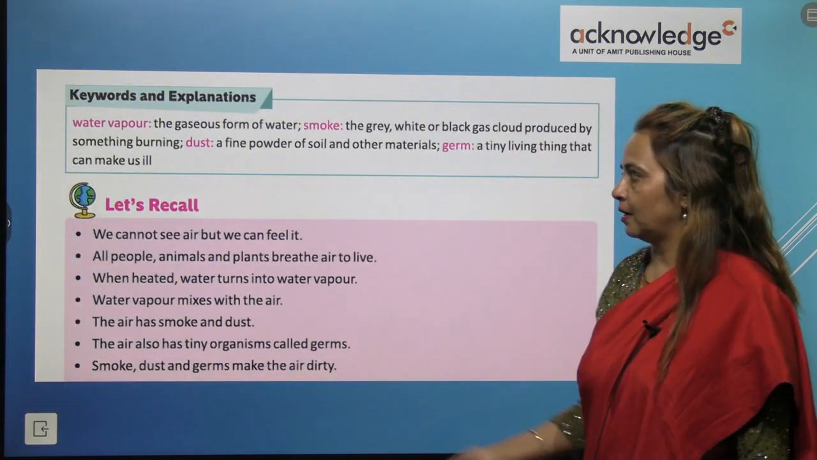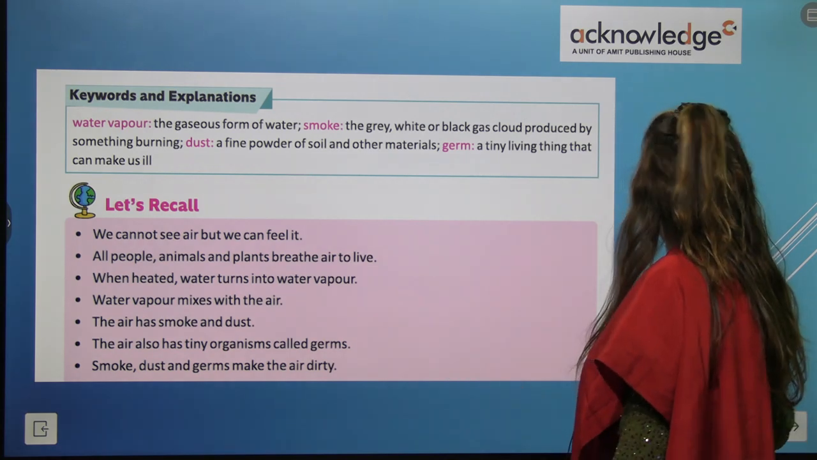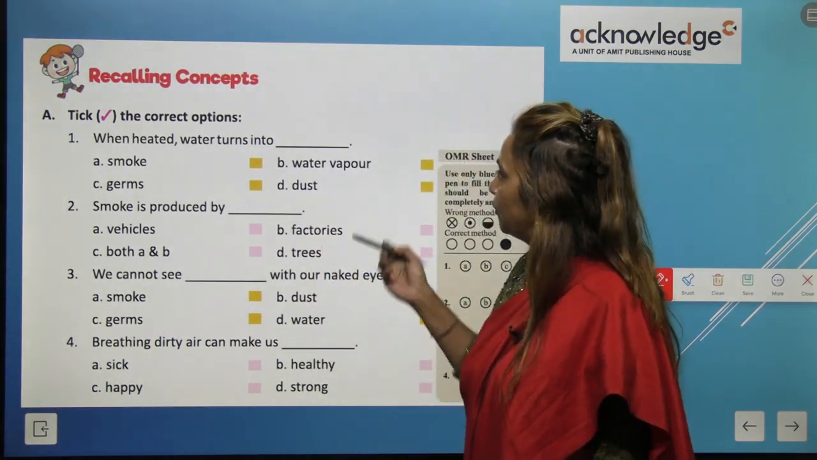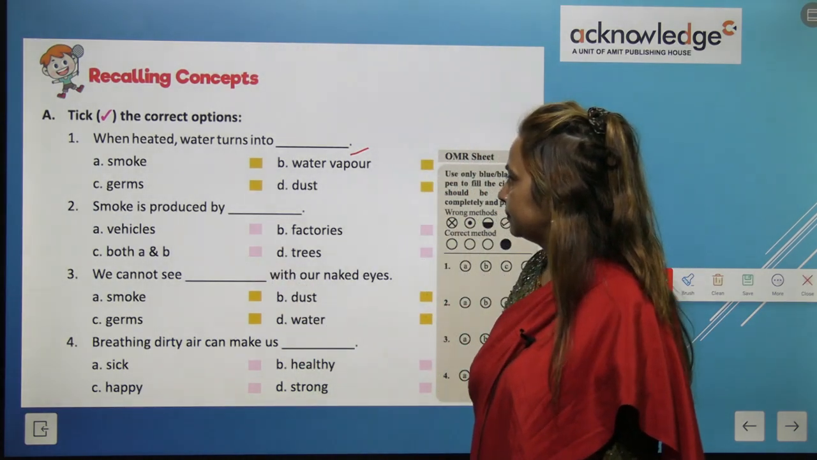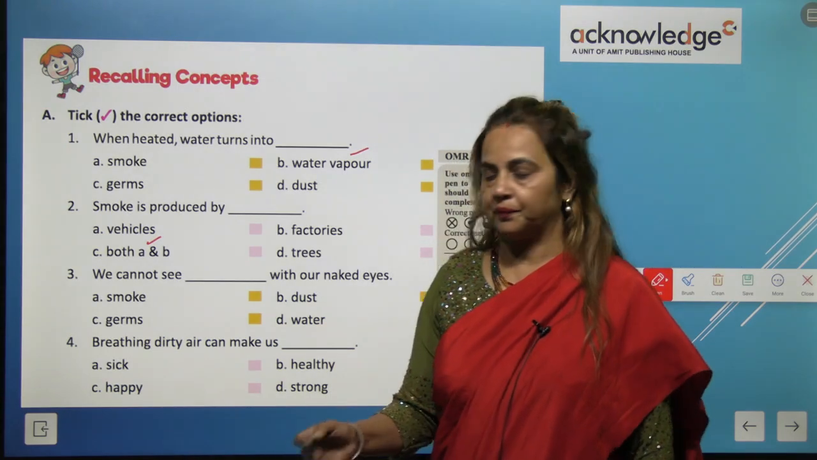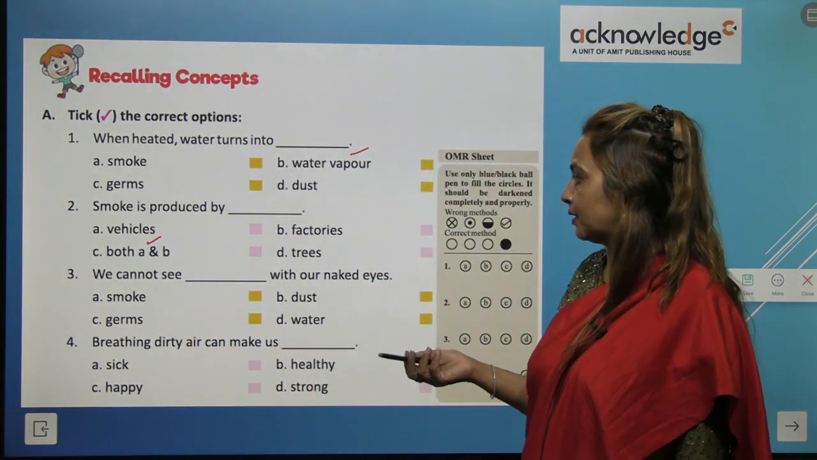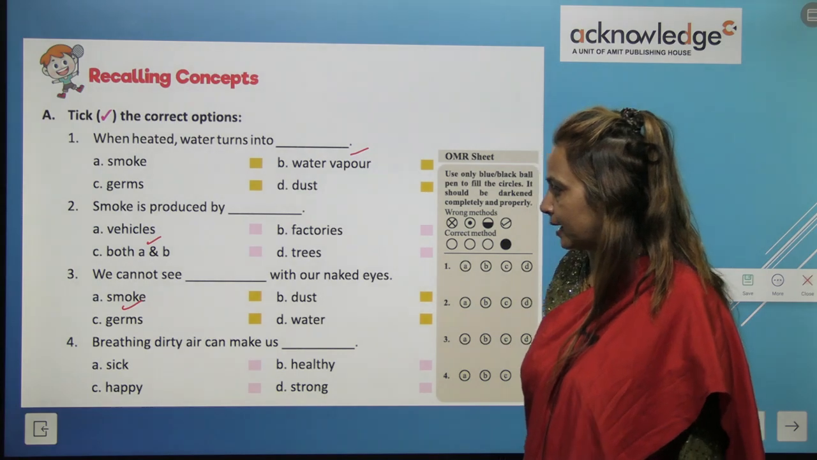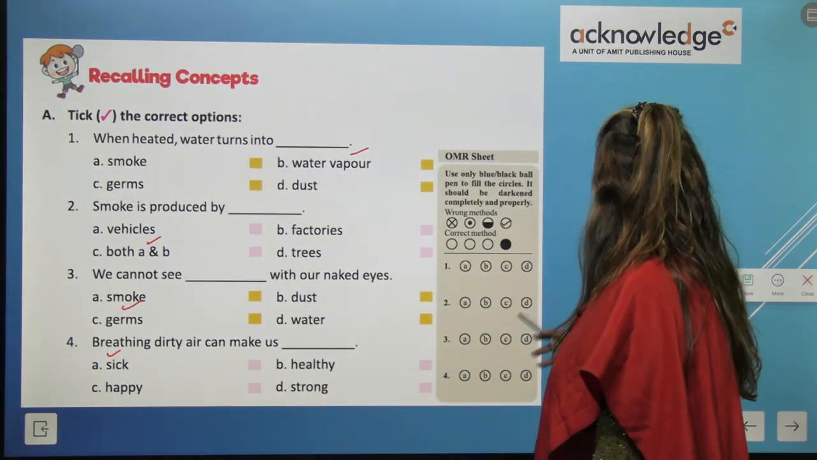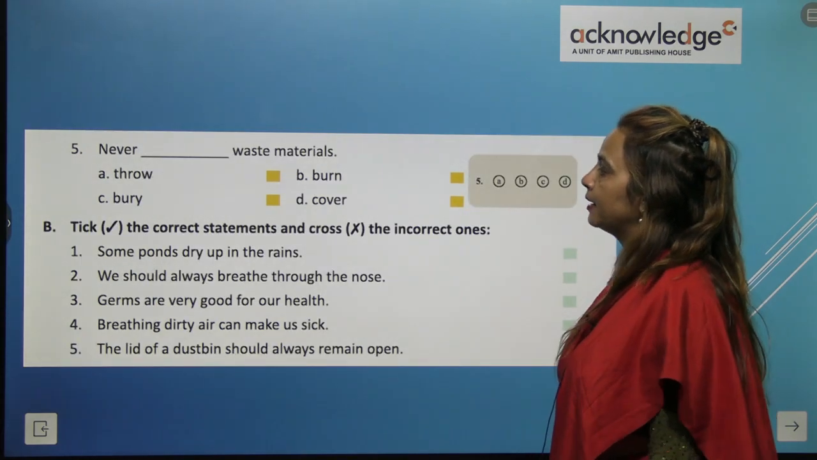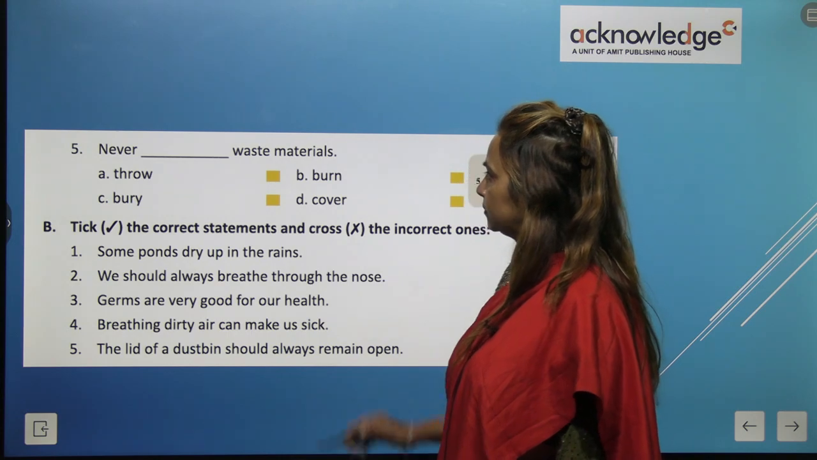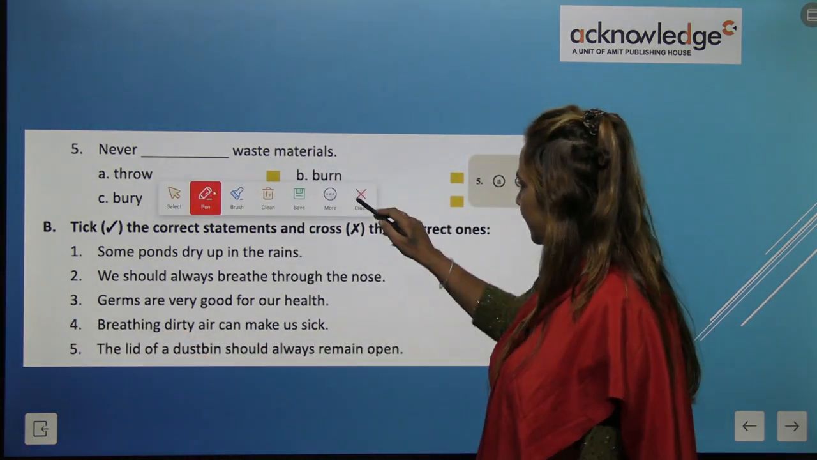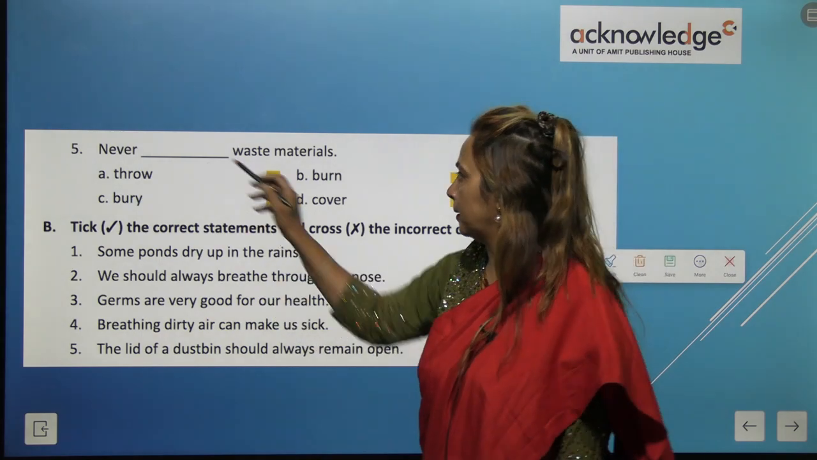Keywords and explanations you already learned on the previous page. Now tick the correct options. When heated, water turns into water vapor. Smoke is produced by both A and B. We cannot see germs with our naked eye. Breathing dirty air can make us sick. Yes, very good children. Good response. Now what is next? Never burn waste material. हमें waste material को जलाना नहीं चाहिए.